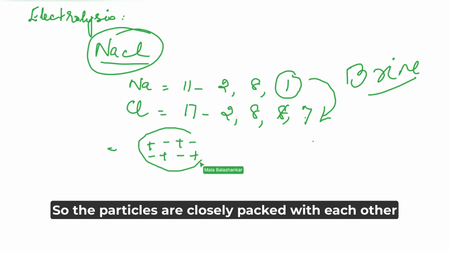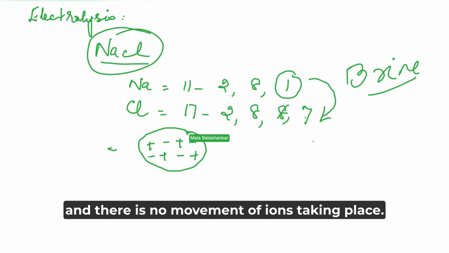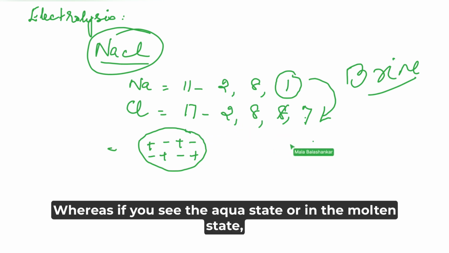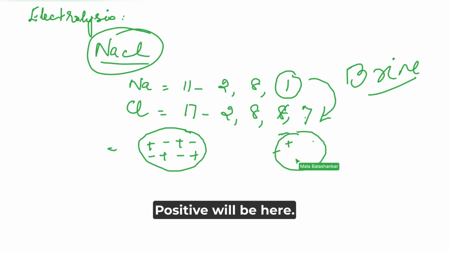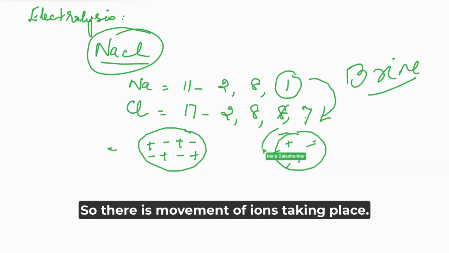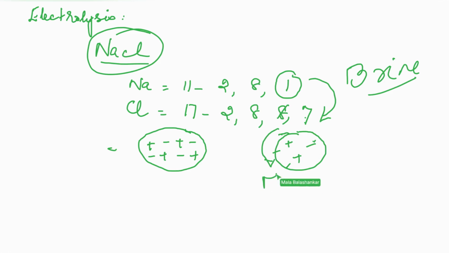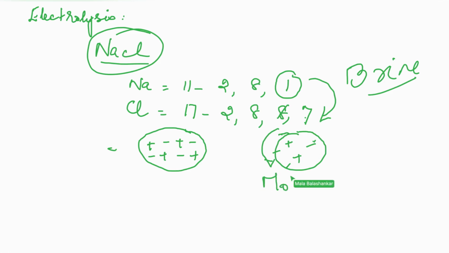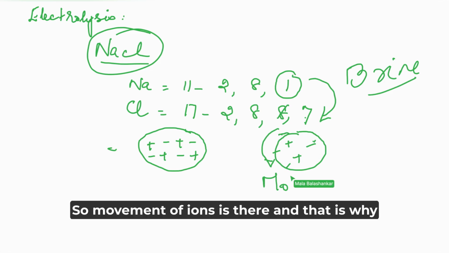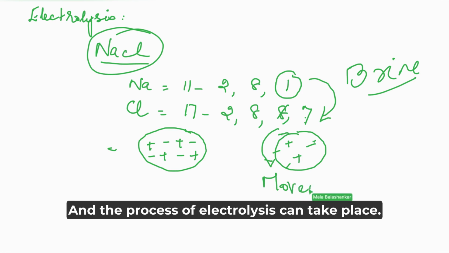So, the particles are closely packed with each other and there is no movement of ions taking place. Whereas, if you see the aqueous state or the molten state, then what will happen? The negative will be here, positive will be here. So there is movement of ions taking place. Ions are nothing but particles which carry charge. Is it not? So movement of ions is there, and that is why electricity is able to pass through it and the process of electrolysis can take place.